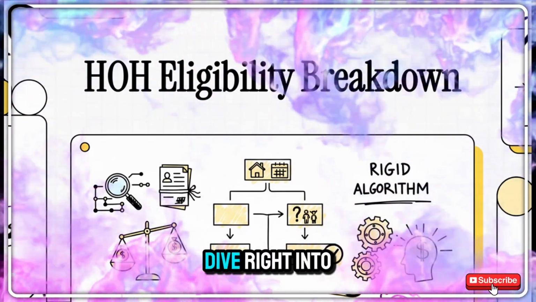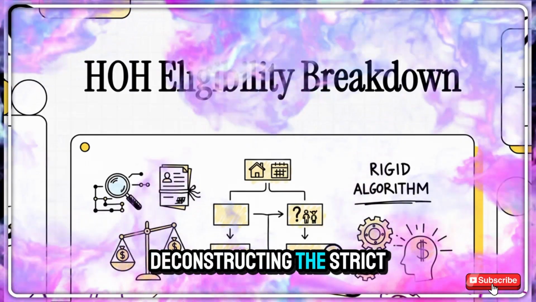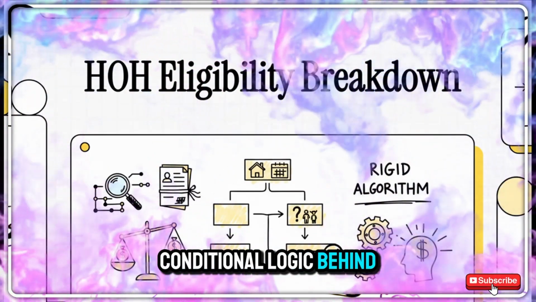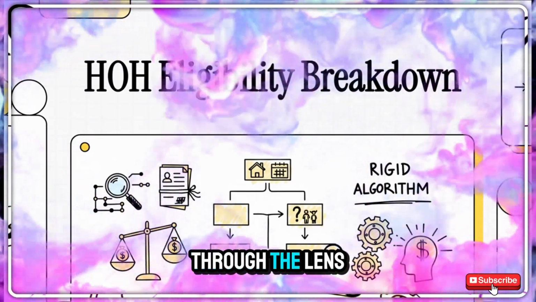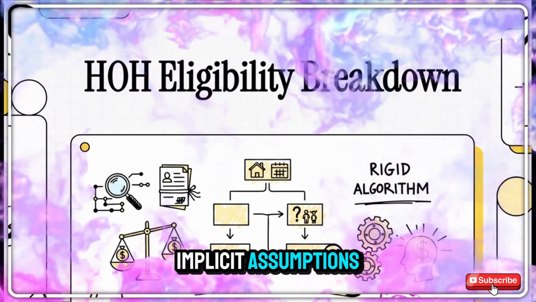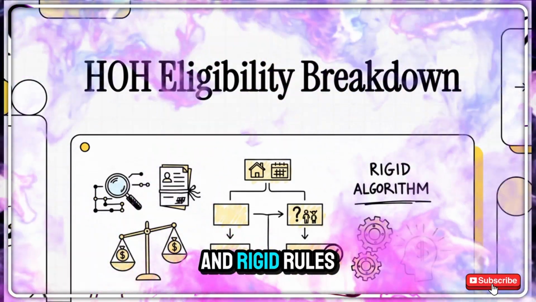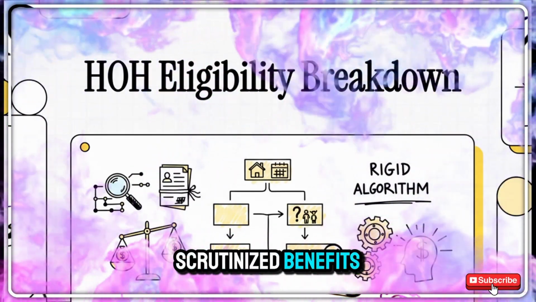All right, let's dive right into this explainer. Today, we're completely deconstructing the strict conditional logic behind the head of household tax filing status. We're going to look at this through the lens of highly detailed data to uncover the implicit assumptions, actionable insights, and rigid rules that govern who actually qualifies for these highly scrutinized benefits.